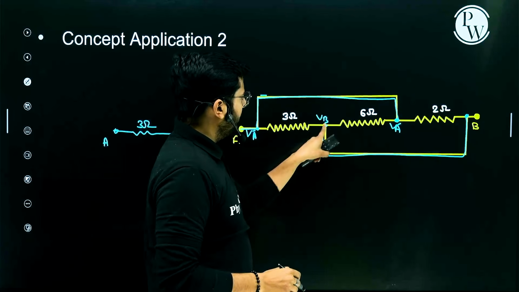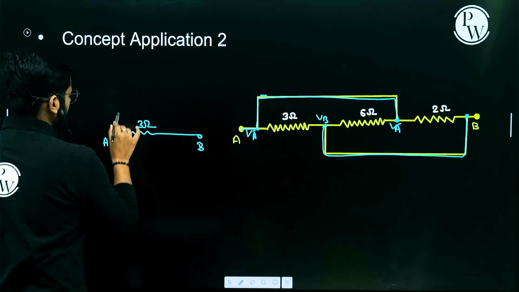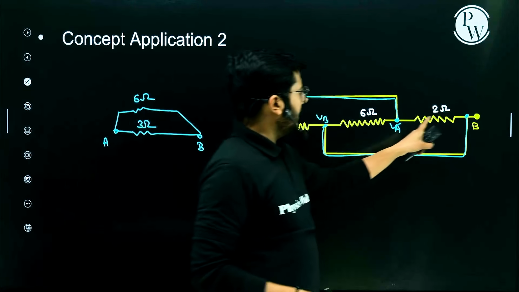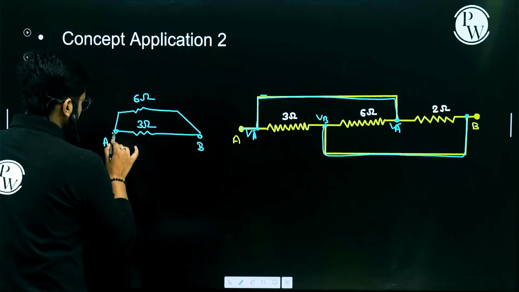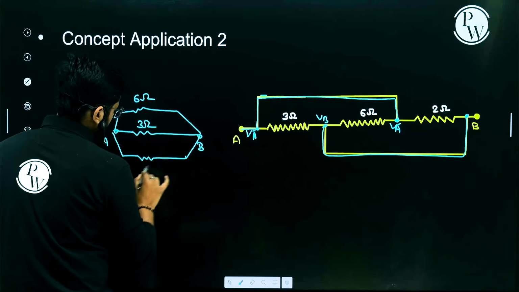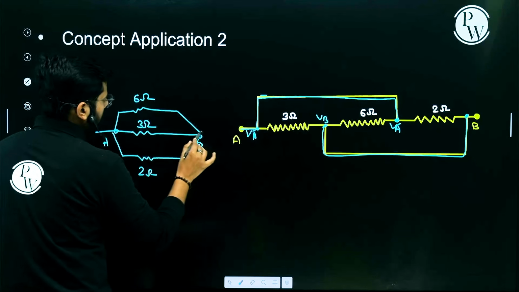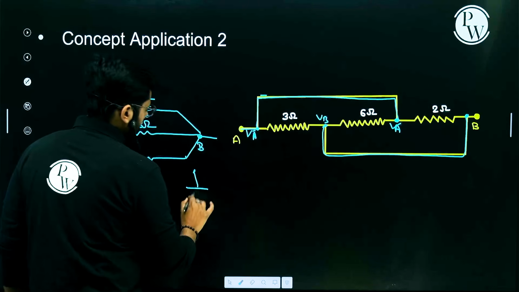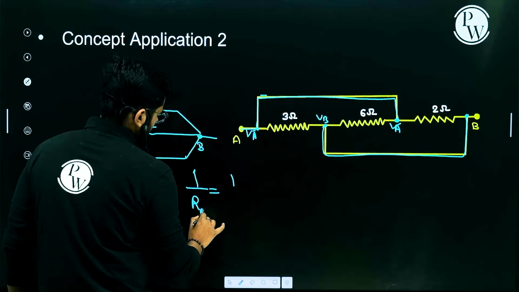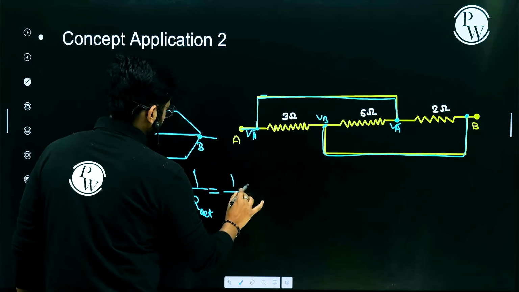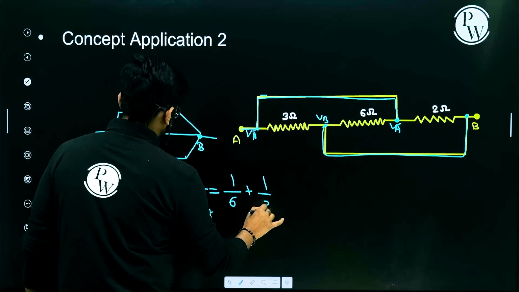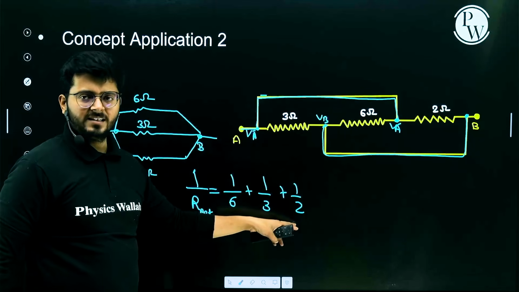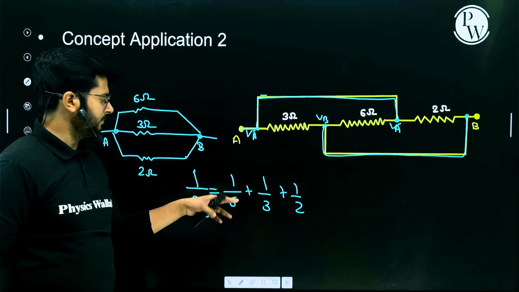Between VA and VB we have 6 ohm. And between VA and VB we have 2 ohm. Alright. Since all 3 resistors are in parallel, the net resistance is going to be simply 1 upon R, which is 1 upon 6 plus 1 upon 3 plus 1 upon 2. So you have 1 by 6 plus 2 by 6 plus 3 by 6. So 3, 2, 5 and 6, 6 by 6.